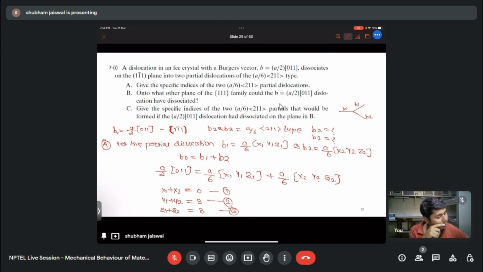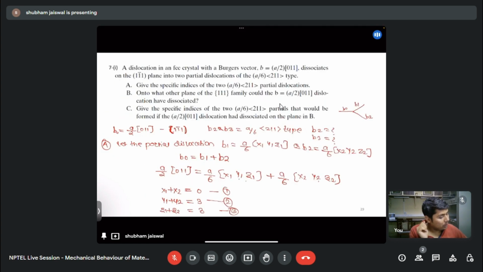Here they are asking, give the specific indices of two a/6 <211> partials that would be formed if the a/2 <100> dislocation had dissociated on the plane in B. So they are saying on this plane, that is B. Which plane is there? (1 1 1 bar). At this plane they have dissociated. Okay.